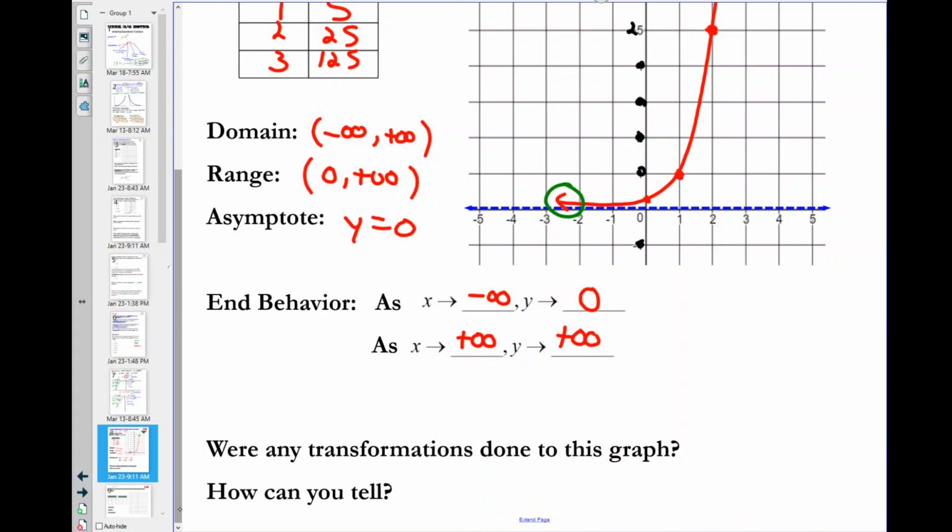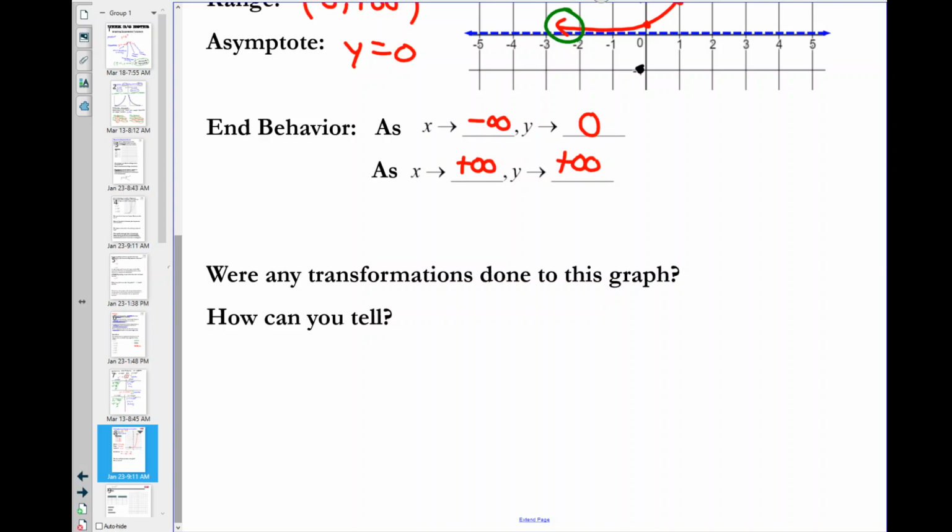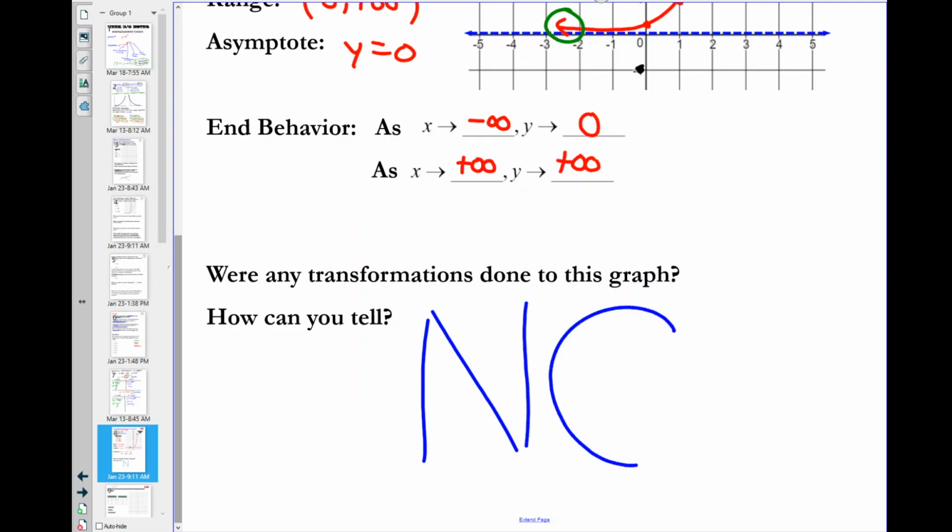Last question. Were there any transformations done to this graph? And I'm going to put a big fat no to try to get your attention because that's important. Because if there would have been any transformations, it would have been more work. How can we tell? Really, because A was 1, C was 1, H is 0. You think of these as like the defaults. If any of that is true, then you can ignore those. If A is 1, you can ignore it. If C is 1, you can ignore it. If H is 0, you can ignore it. And if K is 0, you can ignore it except for the asymptote. You got to know where the asymptote is.